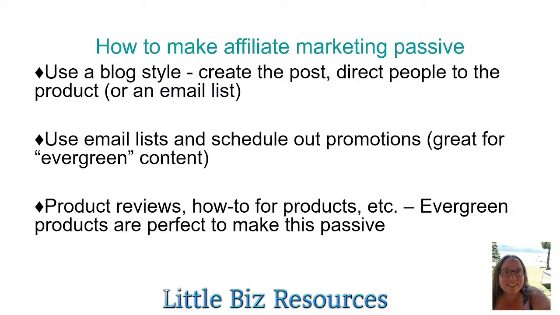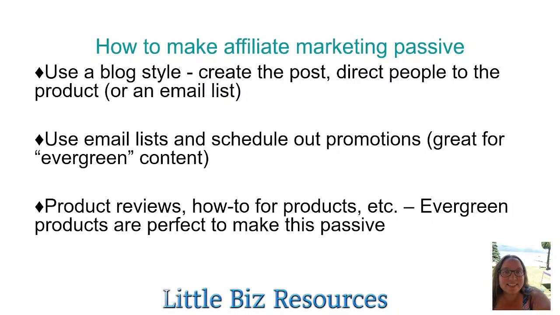All right. So then the second way, use email lists and schedule out promotions. By the way, these are not exclusive. You can do both a blog style and an email list, which is a good idea. Again, great for evergreen content. So let's say that you have 5 products that you want to promote, and you put a bunch of opt-ins out there so people can get free reports or something, and they come into the email, and you use your email automation.